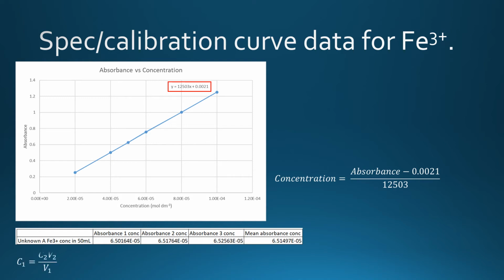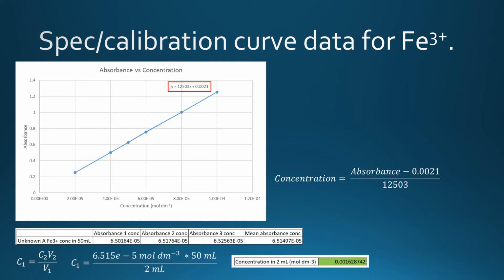per decimeter cubed. And then what we want to do is work backwards to what the original 2 milliliters of the unknown solution was. So we want to do C1V1 equals C2V2, which I've rearranged here. So here is the equation for that, which ends up giving us a concentration in the original sample of 1.628 times 10 to the minus 3 moles per decimeter cubed.